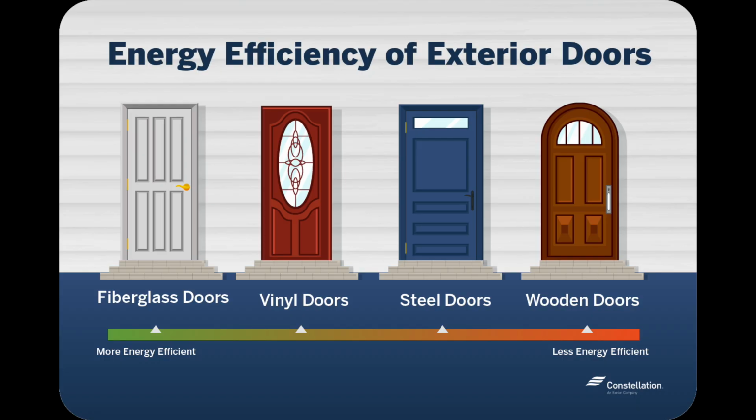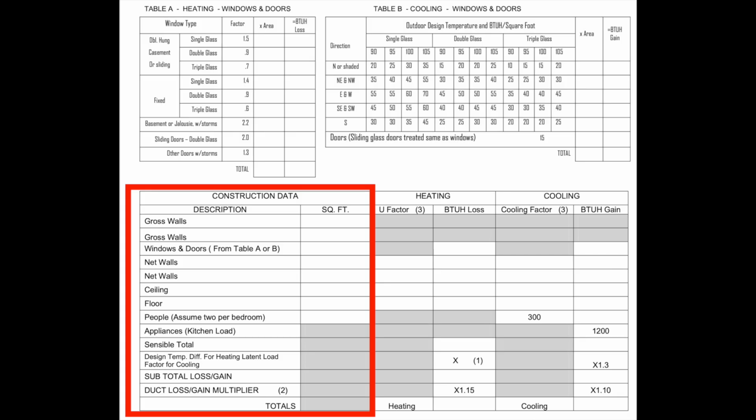Doors are another place where we're going to gain heat or lose heat in the home. So all these different places will be factors for heat gain and heat losses in the home. This worksheet looks at the size of the home. If you look at this section over here, it says gross walls, windows and doors, net walls, the ceiling square feet, the floor square feet. So we put all that information here on the home. And here we put the people, how many people are going to be in the home. We assume 2 per bedroom.